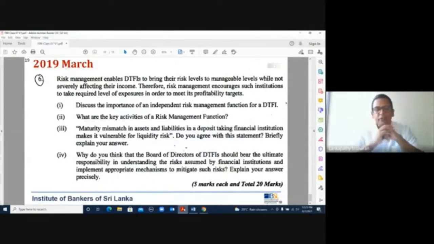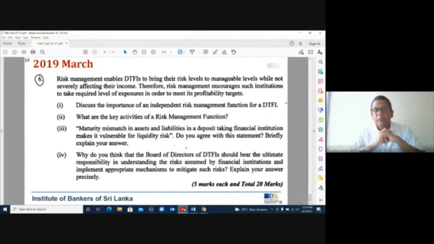Okay, I'm running through. The maturity mismatch in asset and liability in the deposit-taking financial institution makes it vulnerable to liquidity risk. Do you agree with the statement? Briefly explain. Agree. Because maturity mismatch, we have discussed it, and this is related to the 2018 question. So if you give the same maturity mismatch answer, that would be the answer for this also.